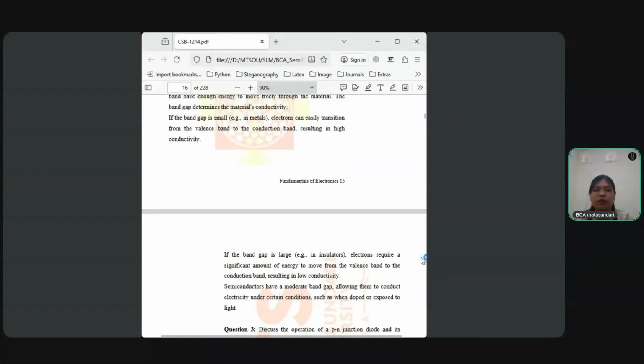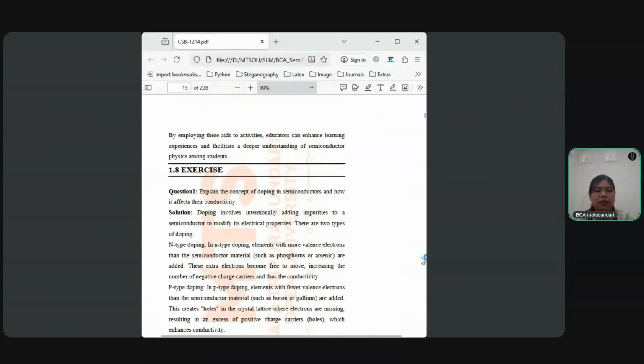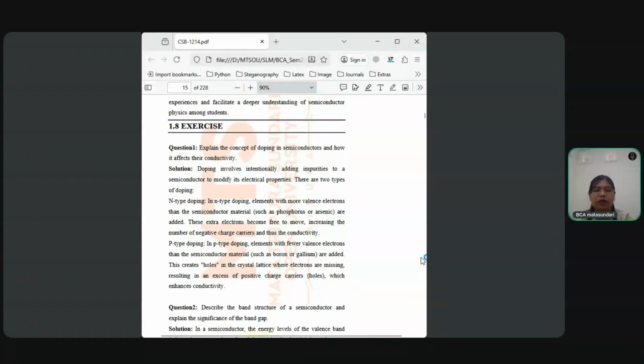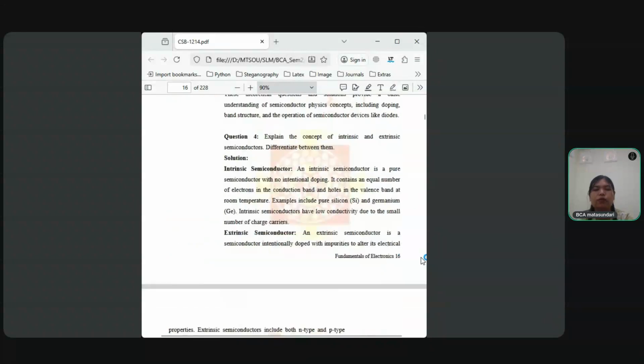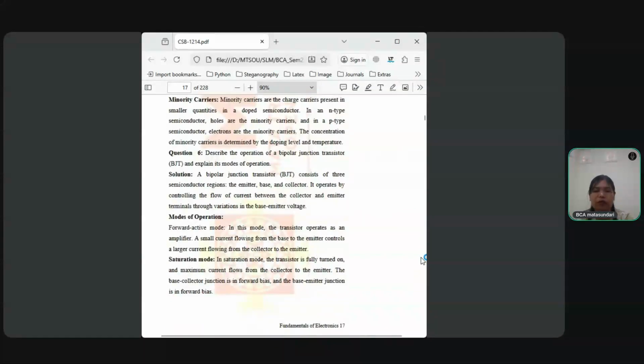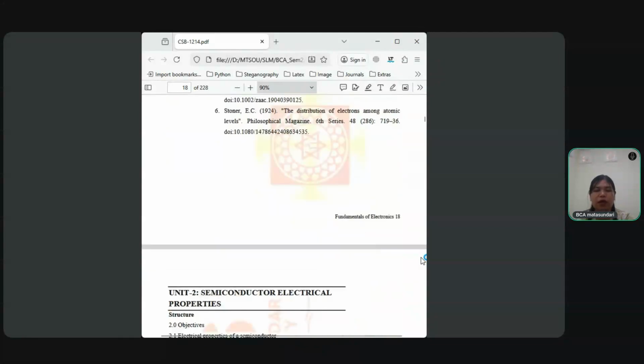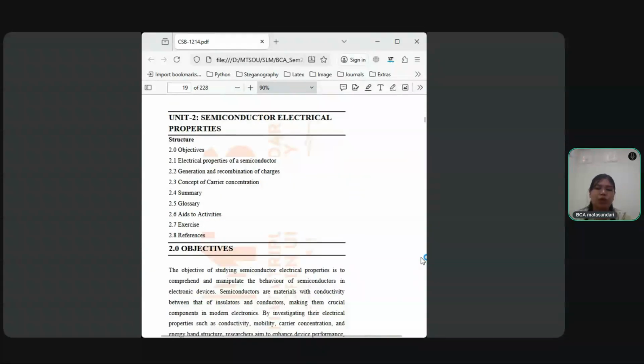Now moving on, there are several questions, quiz exercises, and question and answers given in your exercise of the SLM. So please go through it and read thoroughly to understand better. And now moving to our Unit 2.